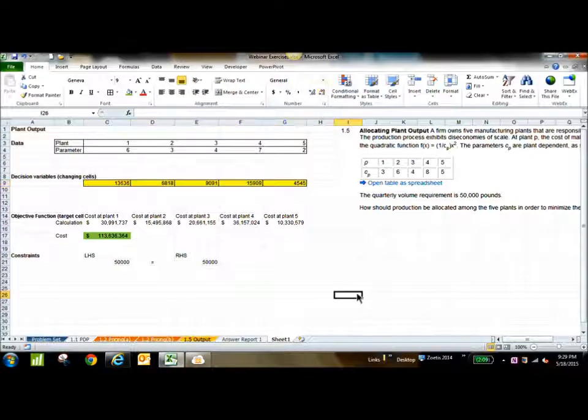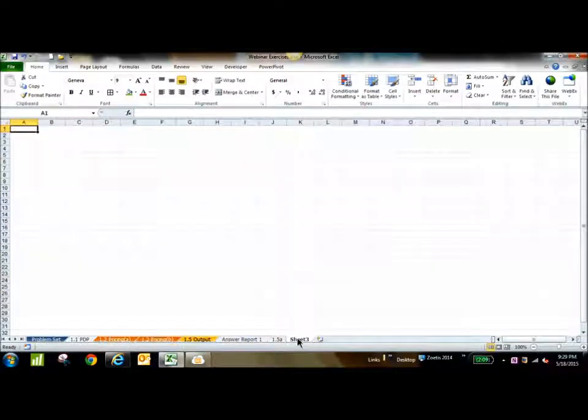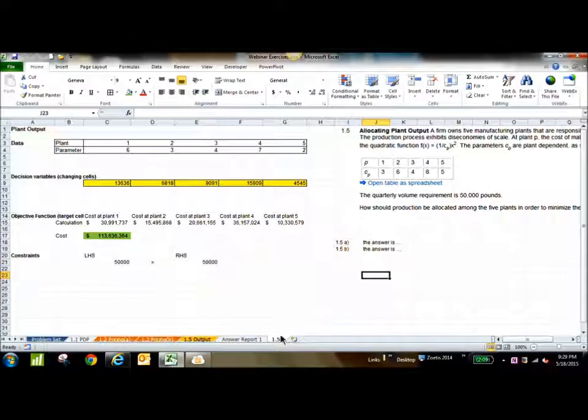If there is any question being asked, let's say 1.5a, I can just write it down here and say the answer is such and such. 1.5b, and so on and so forth. Sometimes you might have to create a sheet for 1.5a and another sheet for 1.5b, but that is not the case here. We don't have any questions being asked other than setting up the model. So at this point, your model is complete.